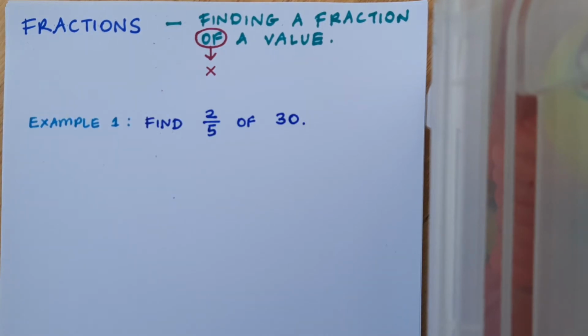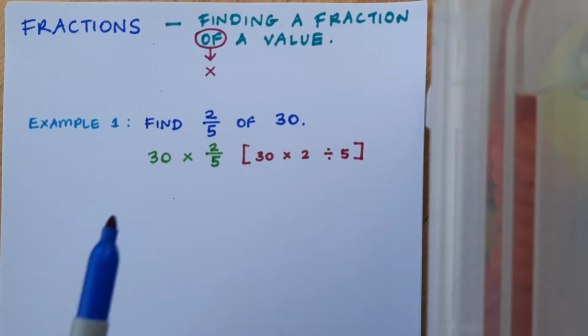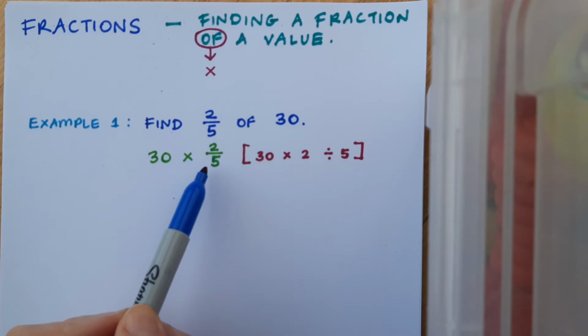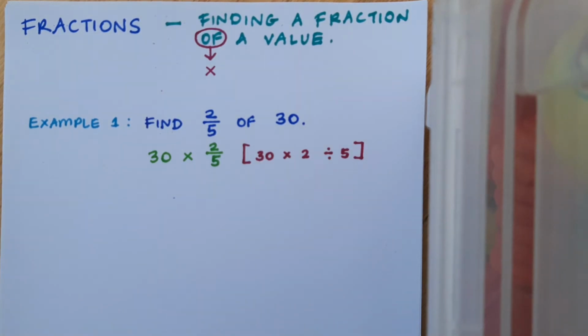Find 2/5 of 30. So the first thing that we want to do is write down a calculation for this question. So I'm going to start by writing down the value that I'm dealing with, 30. And then I'm going to multiply it by the fraction of that number that I want. So 30 times 2/5. I can calculate this as 30 multiplied by 2 divided by 5, because when I'm multiplying by a fraction, what I'm really doing is multiplying by the numerator and dividing by the denominator. So this is one way to get the answer correctly.